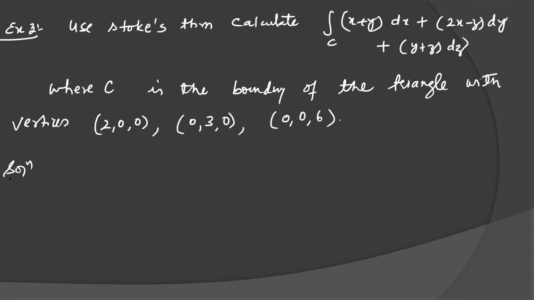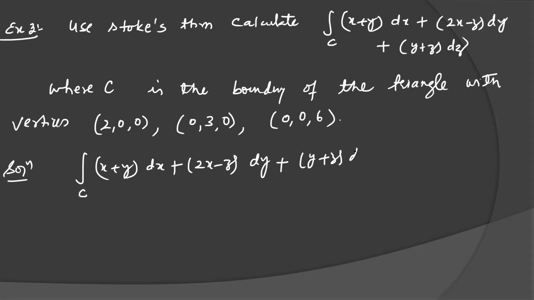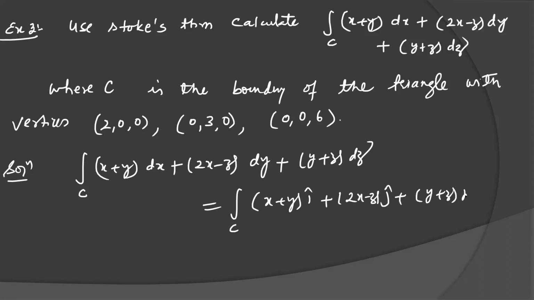If you see carefully, the integration is given as x plus y dx plus 2x minus z dy plus y plus z dz, and it can be written as x plus y i cap plus 2x minus z j cap plus y plus z k cap, dot dr vector, that is dx i plus dy j plus dz k.